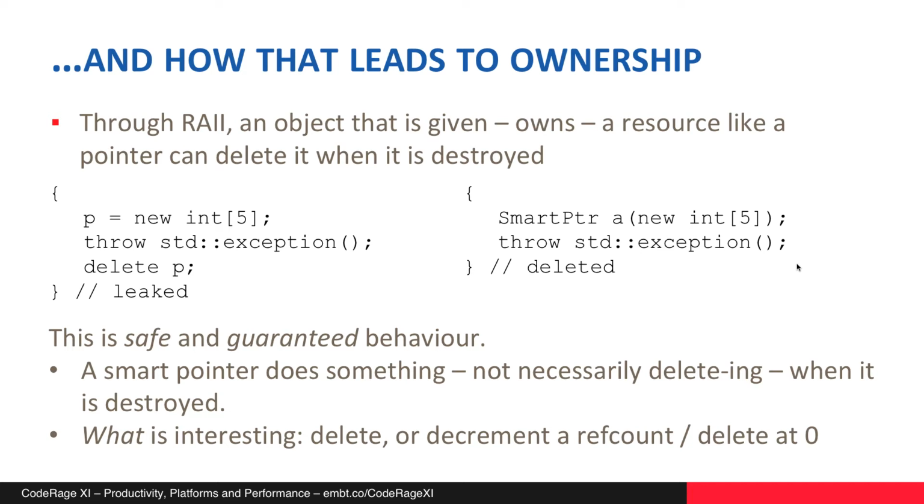A smart pointer is an object that takes a pointer and does something. It doesn't always have to delete it, but does something with the pointer when it's destroyed. And it's what it does that's interesting. It could delete it, which is very simple, or it could keep a reference count and delete when that falls to 0, and we're going to look at examples of both of these in just a second.